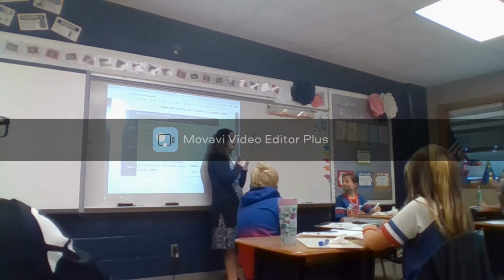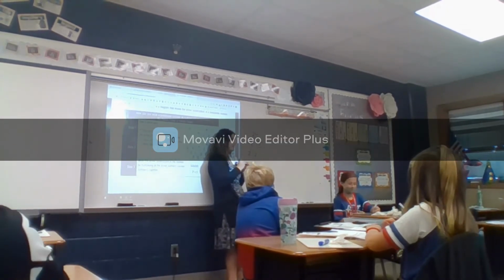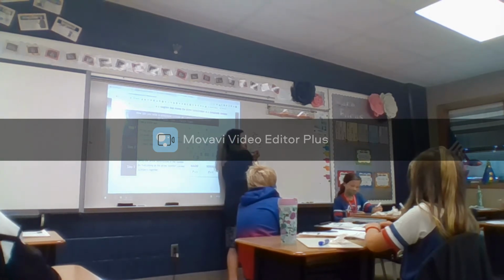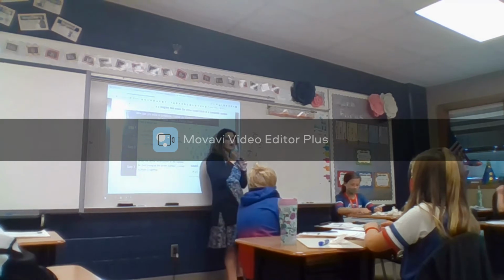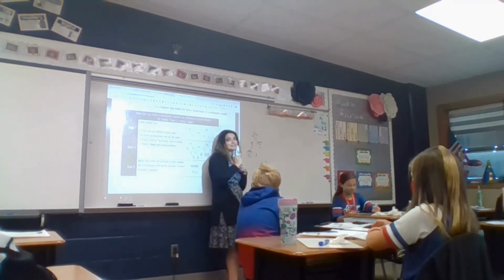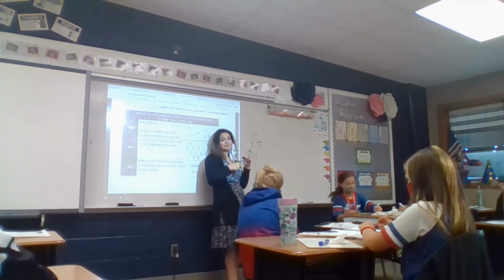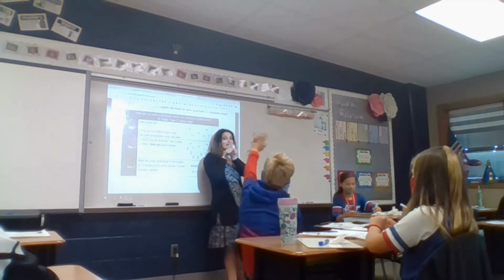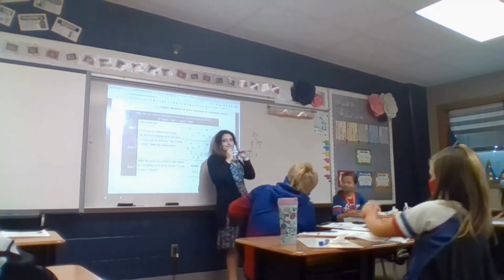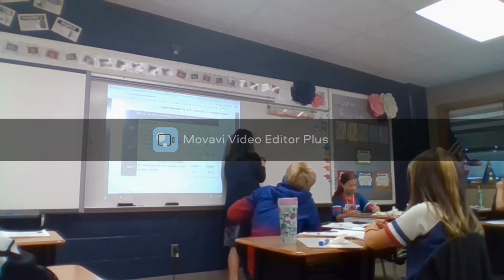All right, which one is our prime number? Taylor? 2. We're going to circle our prime numbers. But is 4 a prime number? No. So it can be broken down more, couldn't it? Yeah. So what are 2 numbers that can multiply to get 4? Addie? 2 and 2.